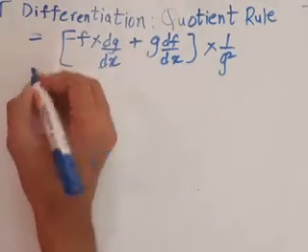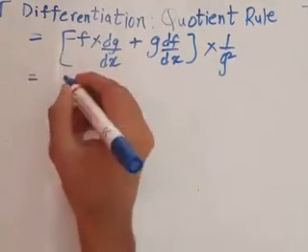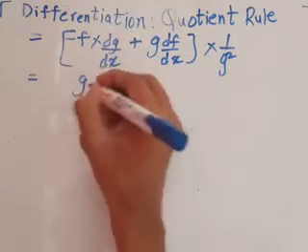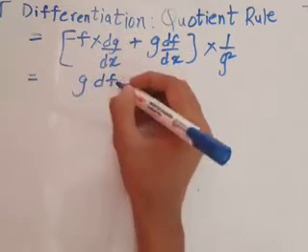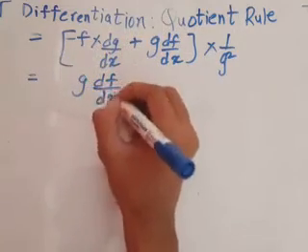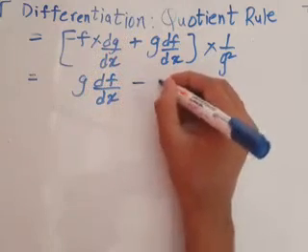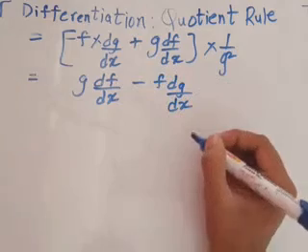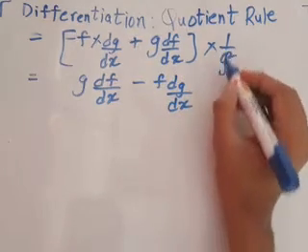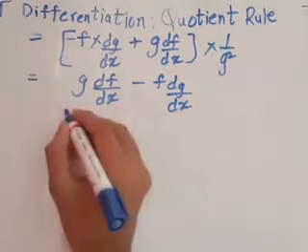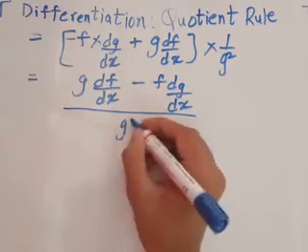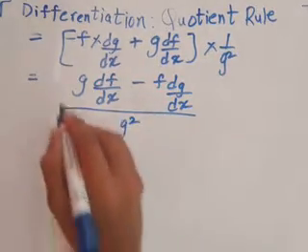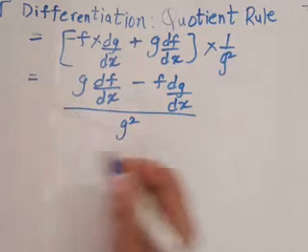Now I can rewrite the following. Since this is addition, I can switch the two terms. So I get g times the derivative of f with respect to x minus f times the derivative of g with respect to x. And of course, since this is multiplied by 1 upon g square, I can divide this entire thing by g square. And if you remember, this is exactly the formula I had written down in the beginning.